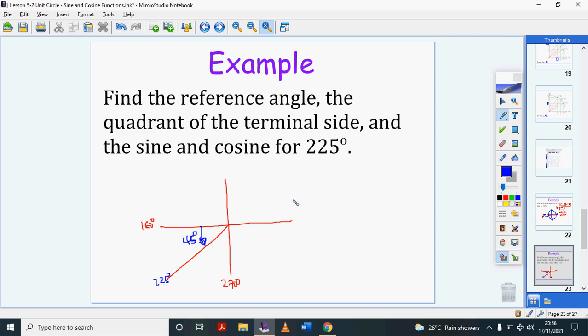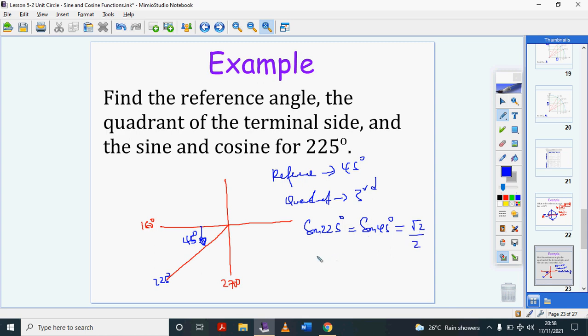The quadrant of the terminal side is the third quadrant. Let me just write here. Reference is 45 degrees. Quadrant of the terminal side is the third quadrant. The sine of 225 degrees has to be the same as the sine of 45 degrees, and we know that that's root 2 over 2. The cosine also has to be the same as the cosine of 45 degrees, and we know that that's also root 2 divided by 2. So this is how, even without a calculator, you can find all of these ratios of any angle that you're interested in.